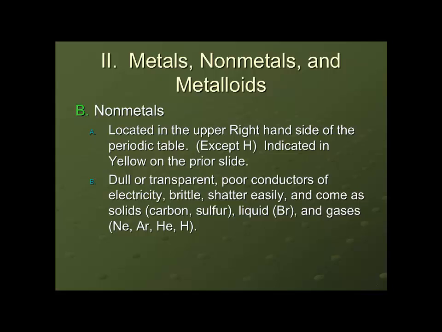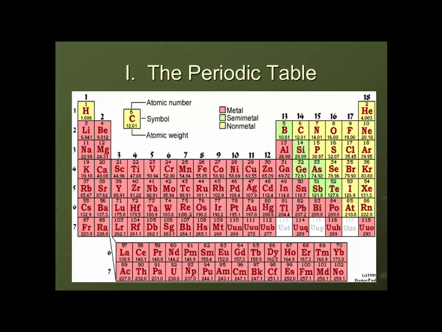Your nonmetals are located in the upper right-hand side of the periodic table, and hydrogen is also a nonmetal, even though it's located on the left-hand side. So we'll look at those there in yellow. You'll notice that hydrogen is the only yellow one on the left-hand side. And then the upper right-hand side, they are also yellow. So those are called nonmetals.